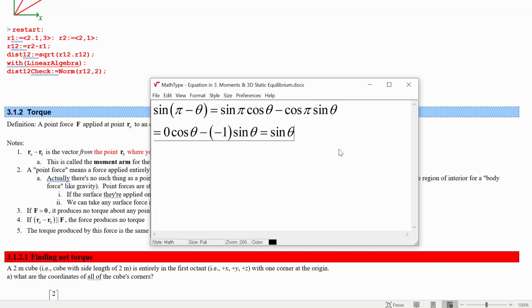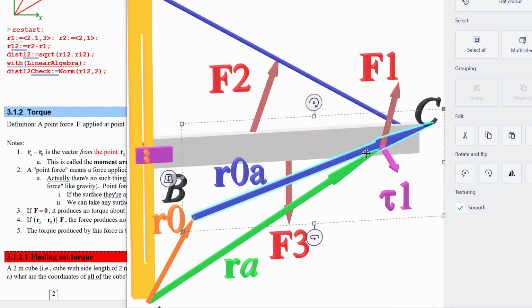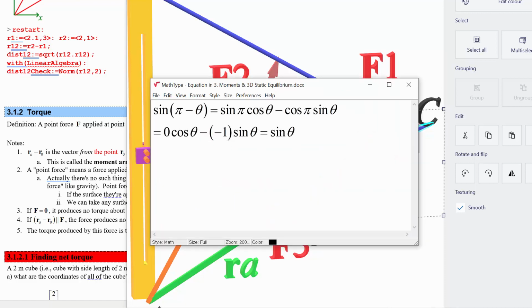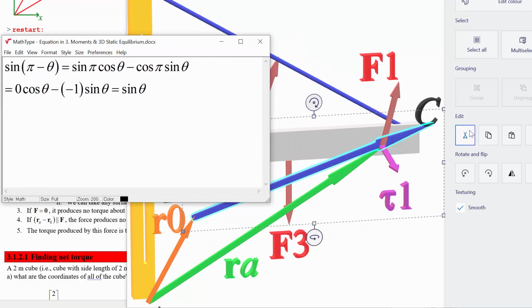So therefore, sine of pi minus theta is also sine of theta. And that means if you wanted the sine of this angle, it's the same as the sine of this angle, because this angle is pi, which is 180 degrees, minus this one. So this is pi minus theta, this is theta, and we just showed that the sine of those two things is the same. So it doesn't matter which one you use.